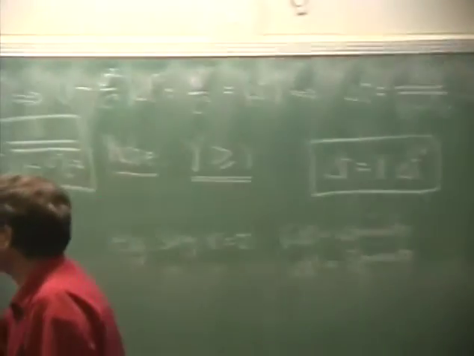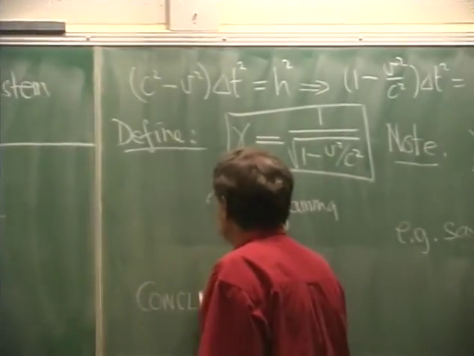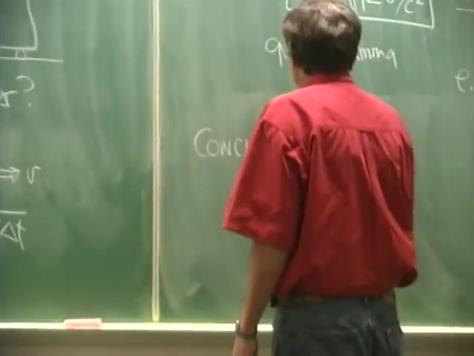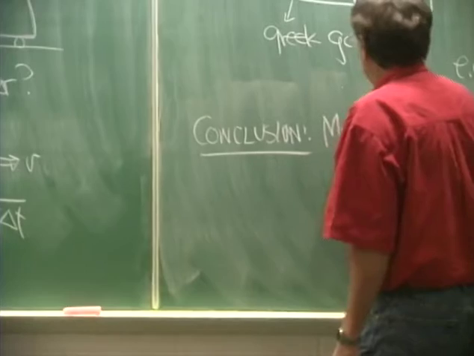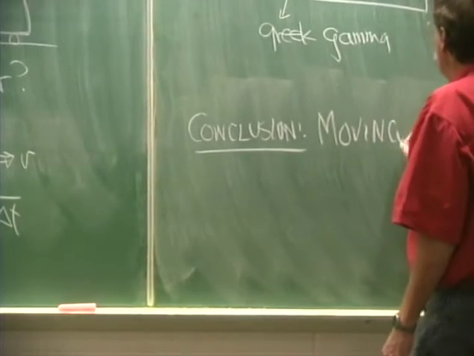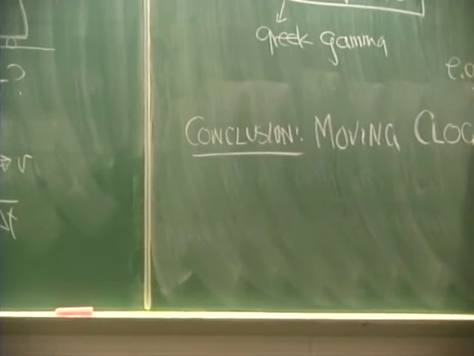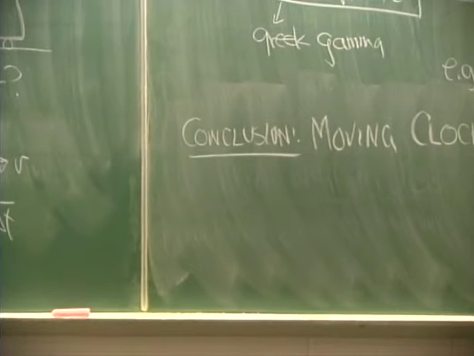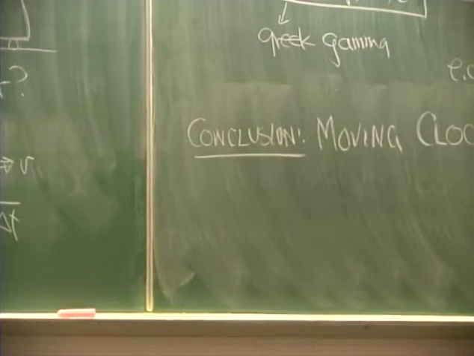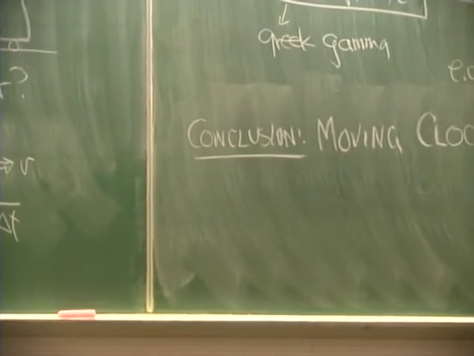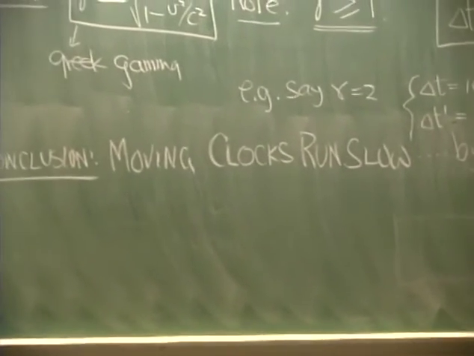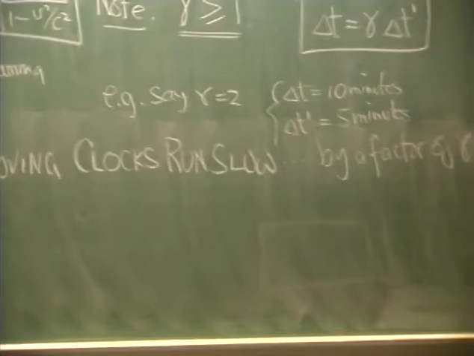Conclusion? Moving clocks run slow. How slow? By a factor of gamma.